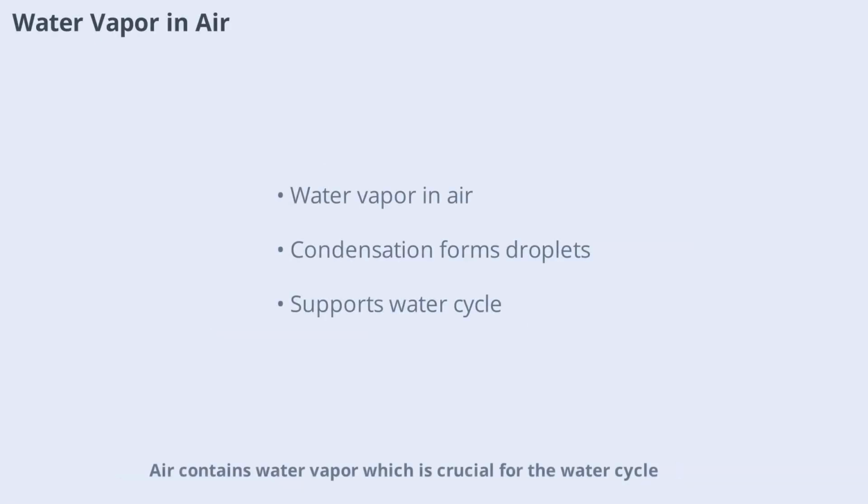Air contains water vapor, which is crucial for the water cycle. When air touches a cool surface, it condenses and forms droplets. This is why you see dew on grass in the morning or water droplets on cold windows. The presence of water vapor helps maintain moisture in the environment and supports life by enabling the water cycle.